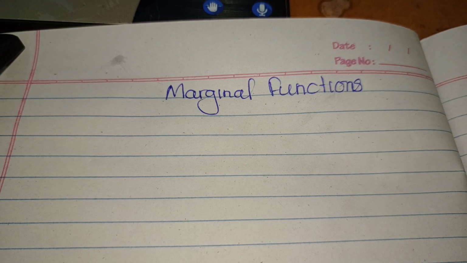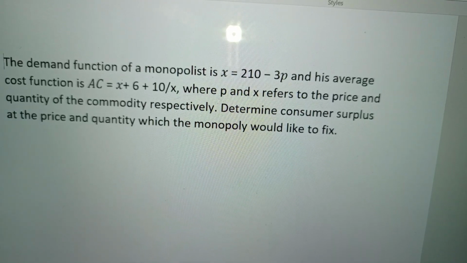So today we have one other interesting example under marginal functions. The example here reads: the demand function of a monopolist is given by that, and the average cost function is also given by that. Remember, the question with us reads: determine consumer surplus at the price and quantity which the monopoly would like to fix.